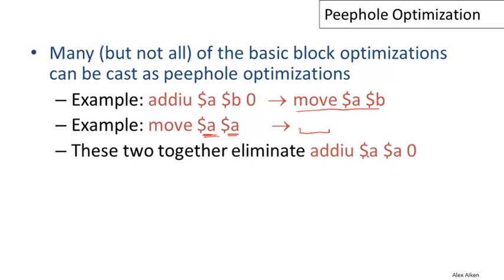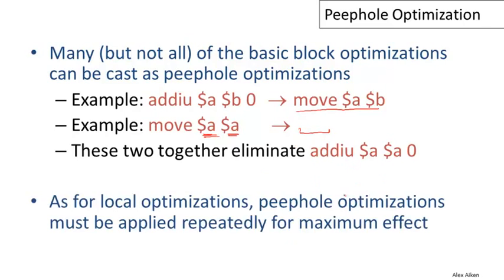And together, those two optimizations would be able to eliminate adding 0 to a register. So first, this would get translated into a move from A to A, and then the move from A to A would get deleted. And as this little example illustrates, just like with local optimizations, peephole optimizations have to be applied repeatedly to get the maximum effect.